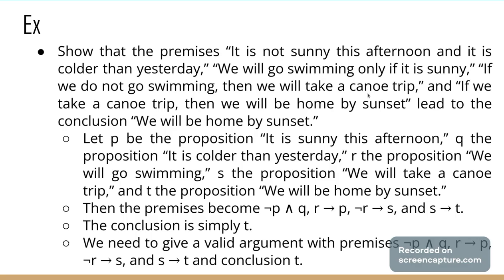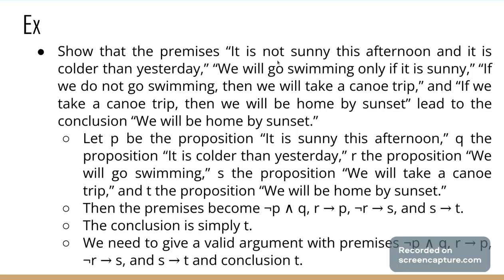So S will be the proposition, we will take a canoe trip. And then for the fourth premise, if we take a canoe trip, that's already there. We will be home by sunset. Let it be the next proposition T. And the conclusion is we will be home by sunset, which is T. So we don't need to represent it again. Now we have the propositions P, Q, R, S, and T.